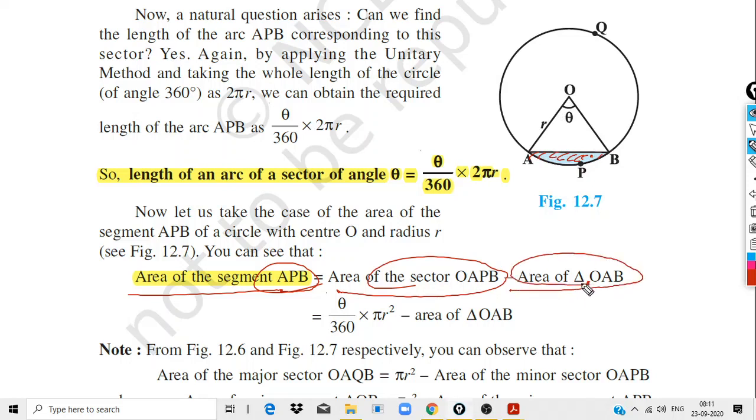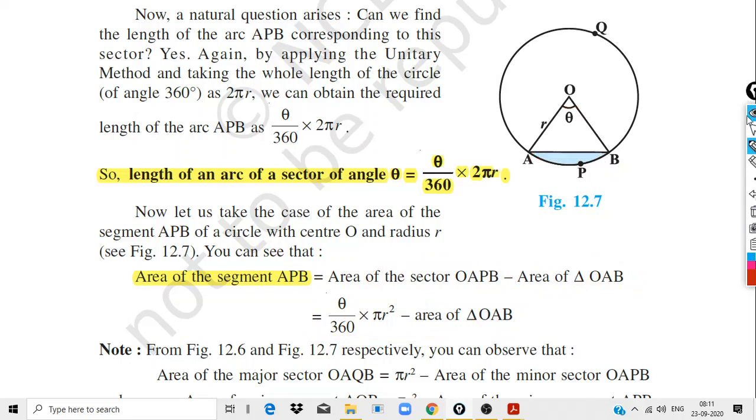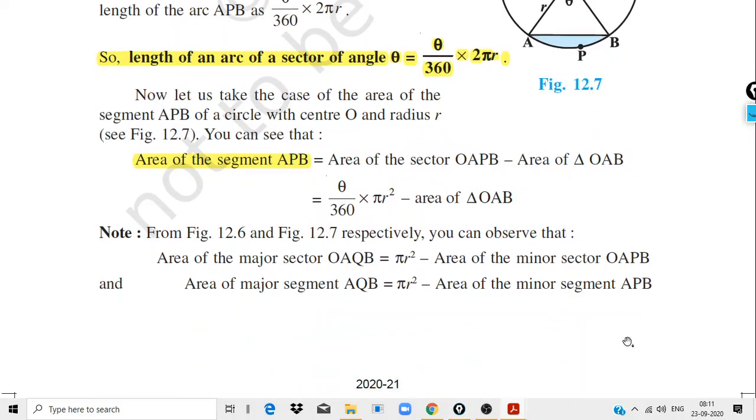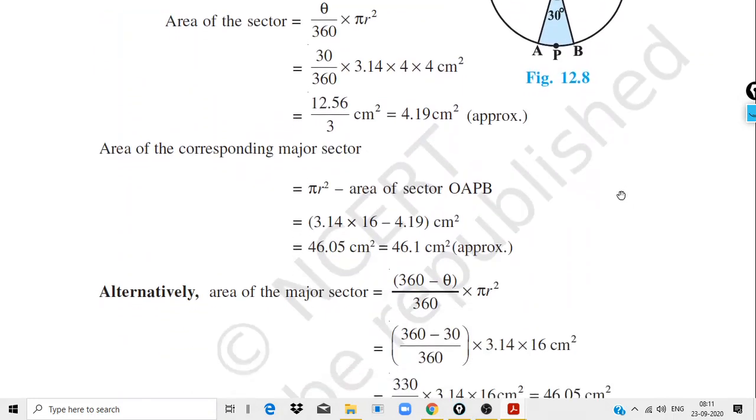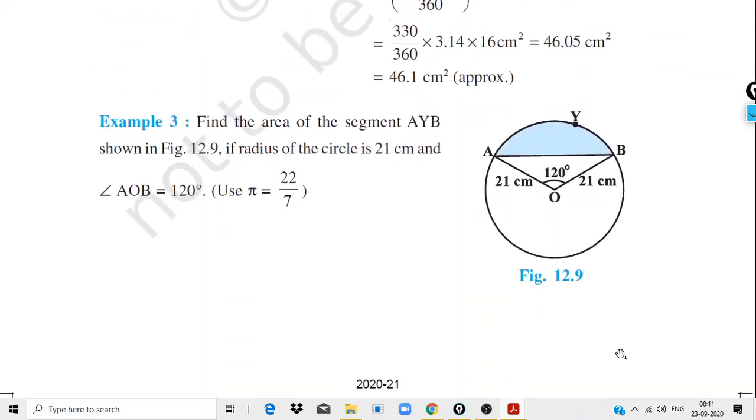So you can derive the formula: theta by 360 into pi r square minus area of the triangle OAB. OAB triangle area you have to find, then you have to subtract this. These are the basic concepts for this exercise. Then there are some examples. So please try all of this.